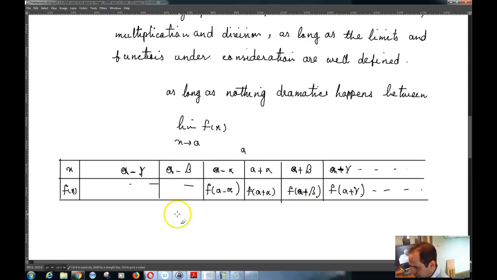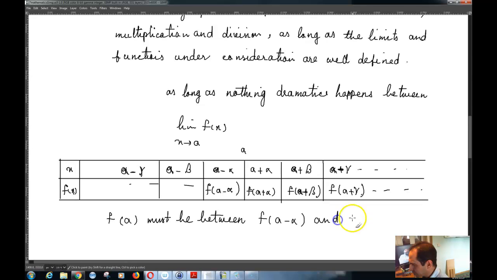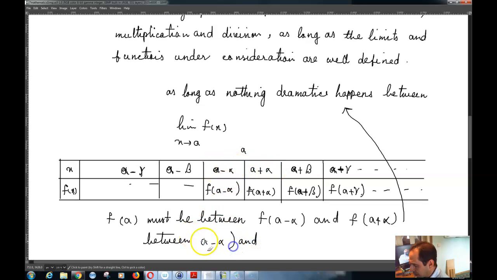And we said that the limit of the value of the function at x equal to a, meaning that f of a, must be between f of a minus alpha and f of a plus alpha, as long as nothing dramatic happens between these two inputs, a minus alpha and a plus alpha.